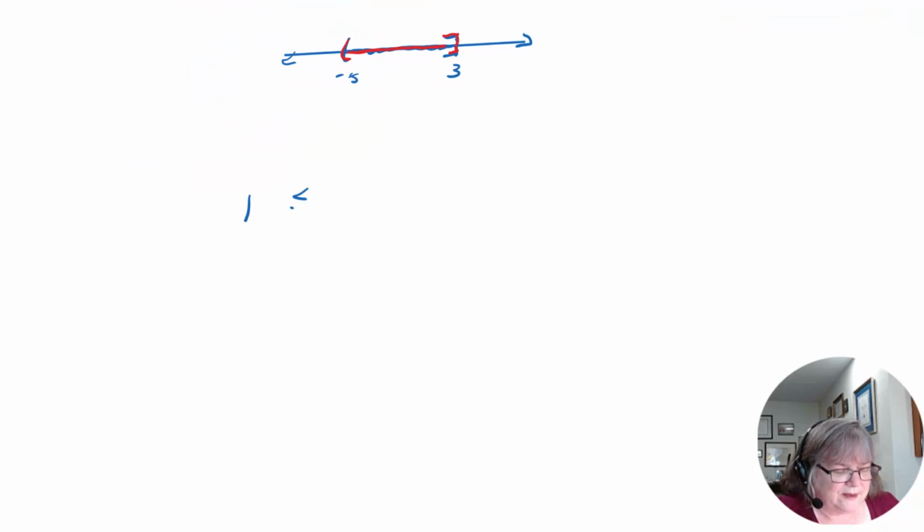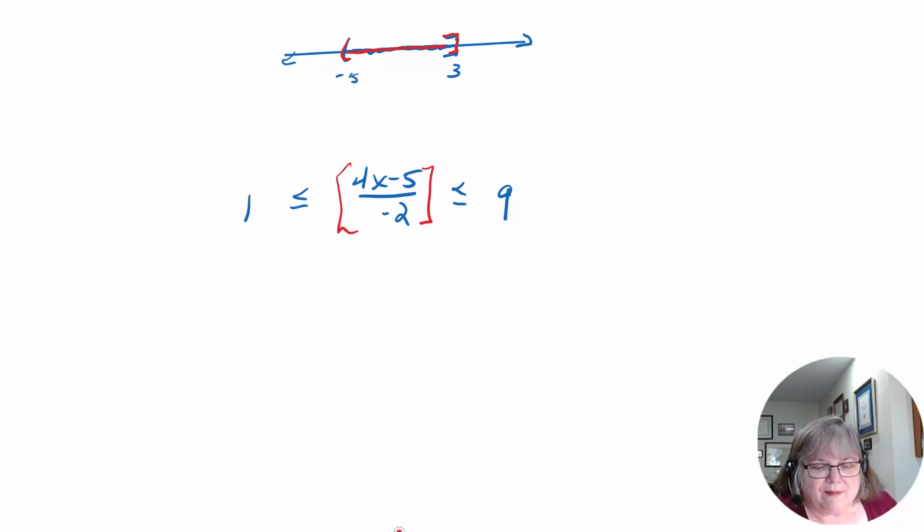So if you have 1 is less than or equal to 4x minus 5 over negative 2 is less than or equal to 9. And you can already see it coming, can't you? So I want to clear the fractions, so I'm going to multiply everybody by negative 2. So what I do to one side, I am now doing to 3 sides. So negative 2 times 1 is negative 2. Whoops, let's hold off on that less than or equal to for a minute. This negative 2 is going to cancel this negative 2, and I would have 4x minus 5. And negative 2 times 9 is negative 18.